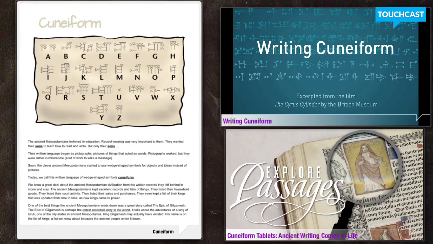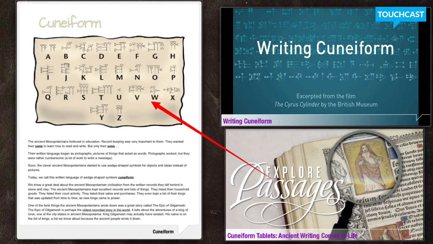Soon, though, the clever ancient Mesopotamian people started to use wedge-shaped symbols, as you can see here. Many wedges and a lot of triangles and lines, it looks like, instead of objects to convey a message. Today we call this writing cuneiform.